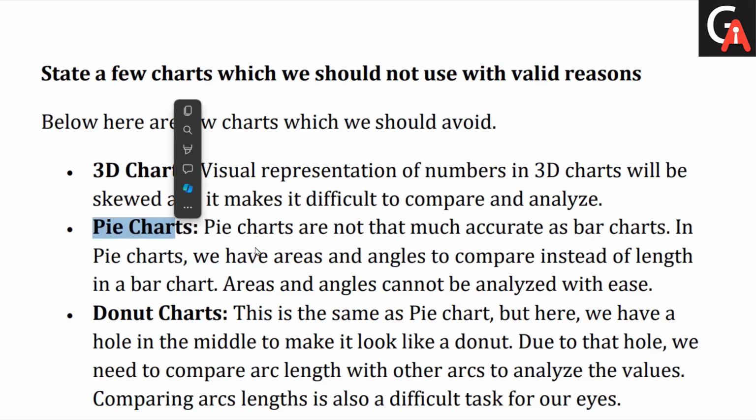Then the pie chart. Pie charts are not as accurate as bar charts. In a pie chart we have areas and angles to compare instead of length as in the bar chart. Areas and angles cannot be analyzed with ease.